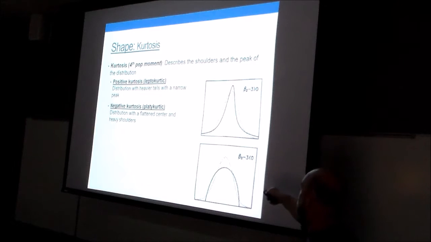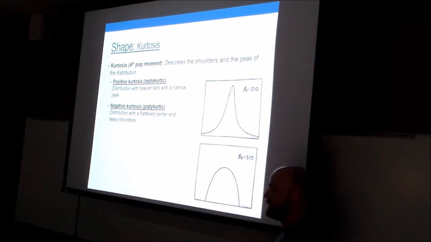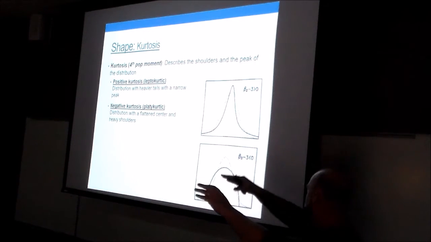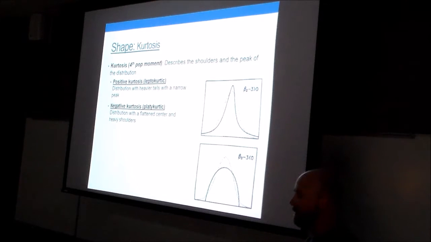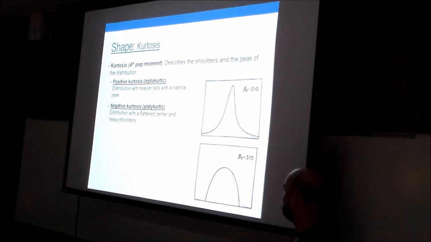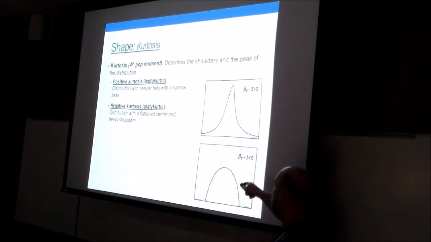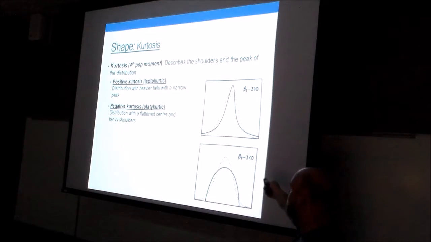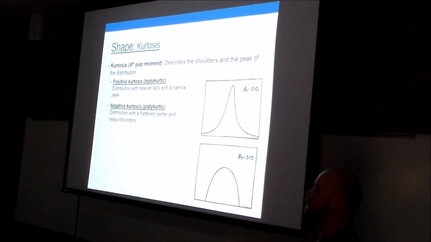By contrast, our negative kurtosis, our platykurtic distribution, this is our normal curve. Negative kurtosis indicates kind of a domed, humped shape, right? We've got a flat center of the distribution that then comes down into a boxy, dome shape here. So we would say flattened center and heavy shoulders, versus narrow peaks and wider tails with positive kurtosis.